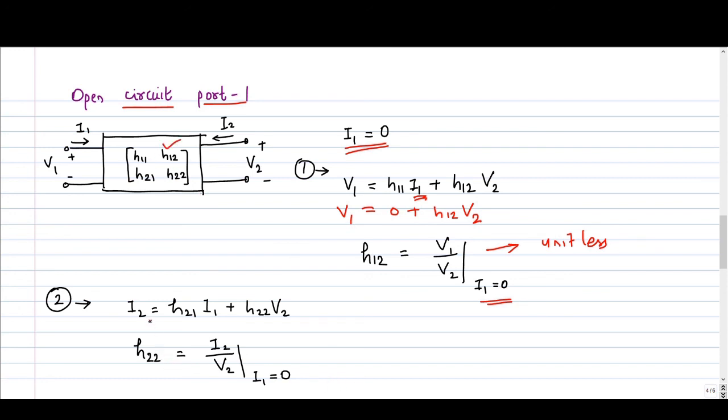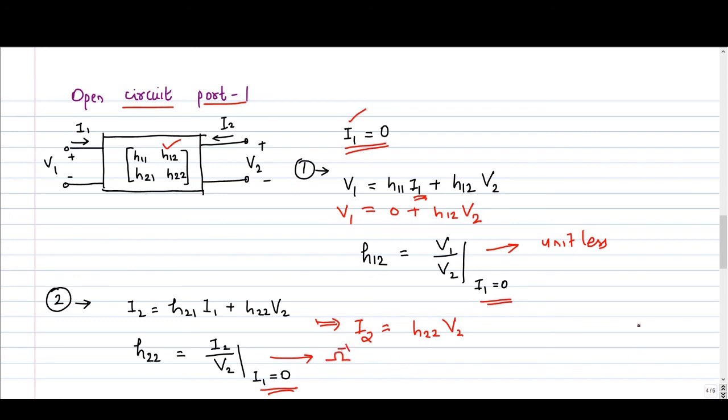Now if I use the second equation, I2 is equal to H21 I1 plus H22 V2, and if I substitute this I1 equal to 0 criteria here, it will lead to I2 is equal to H22 V2. So if I rewrite it, H22 becomes I2 by V2 provided I1 is 0. So what is the unit of this? Current by voltage. So it has dimensions of ohm inverse or Siemens.